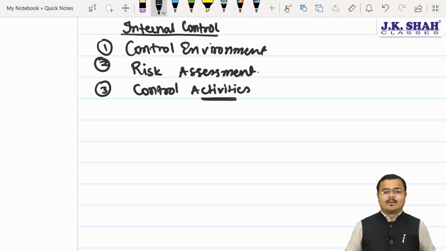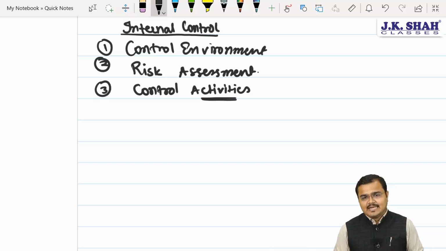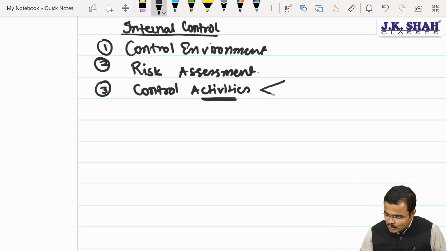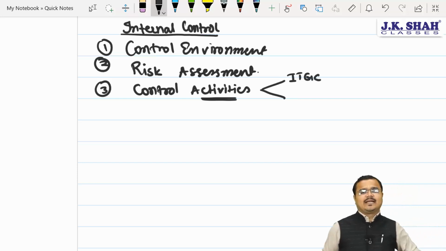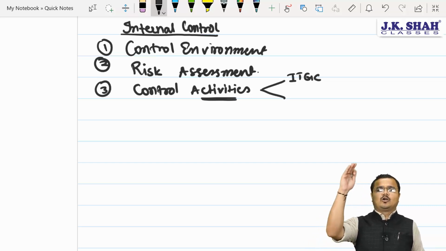Now people, when I am talking about the control activities, we are generally discussing the purely controls implemented in the organization at both the levels. Sir, at both the levels means what? Chartered, it covers ITGC, information technology general controls, the controls which are designed in the organization and applicable to all the levels of management, whether it is lower level, middle level or top level management.